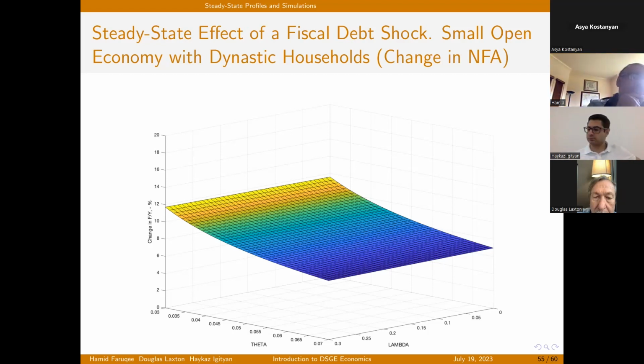We have this in terms of the change in the NFA on the vertical axis, and even in the dynastic case, you get some meaningful crowding out effects on NFA. This country becomes a net debtor in the international markets. It has a net foreign debt position that actually tends to decline in a pretty sizable amount with the increase in domestic public debt. Next slide, please.